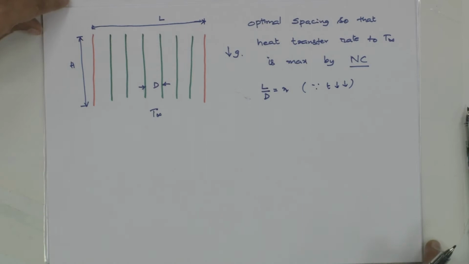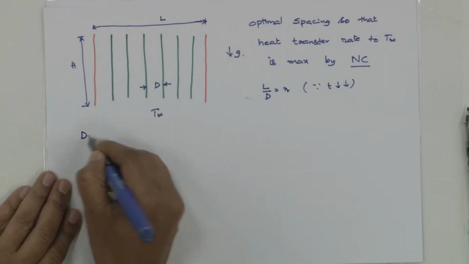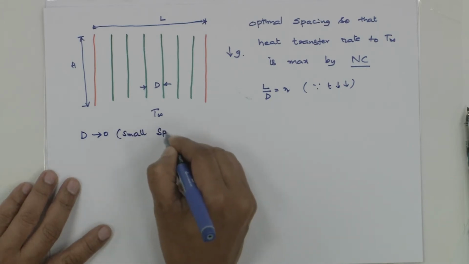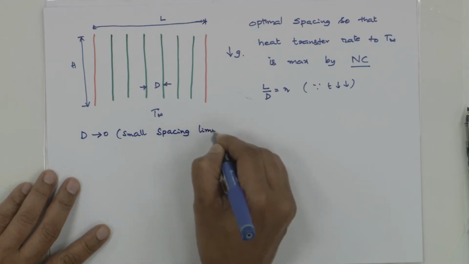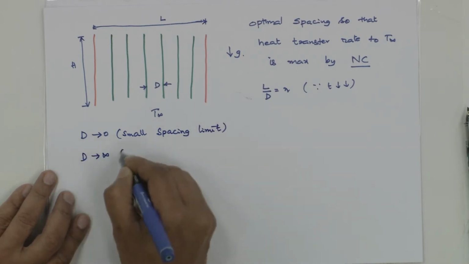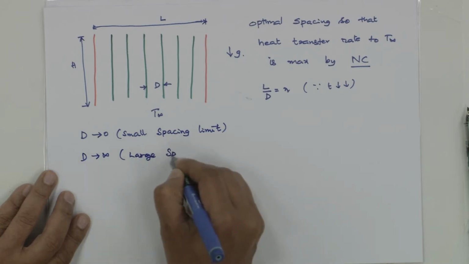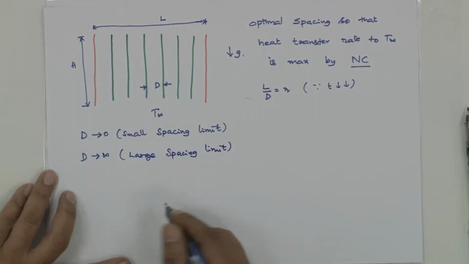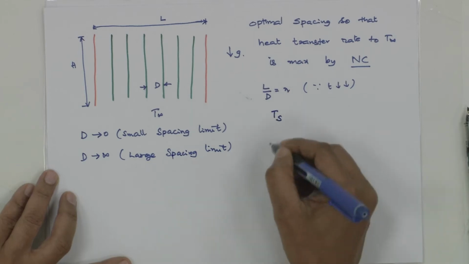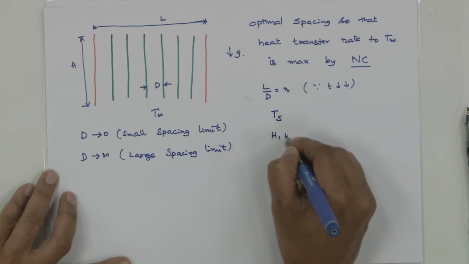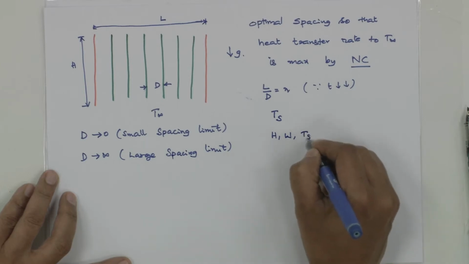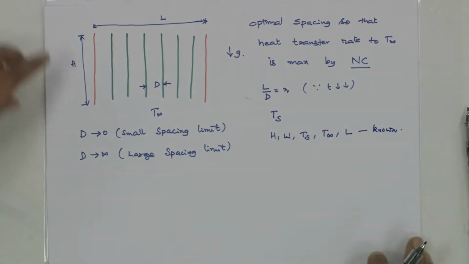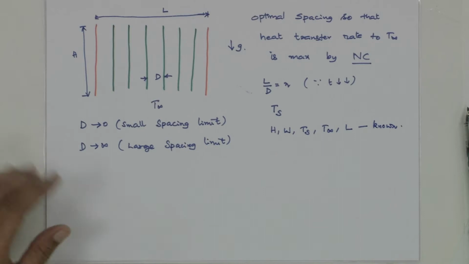So there are two limiting conditions which I can take up, that is D tending to 0, that is small spacing limit, and D tending to infinity, that is large spacing limit. For both the cases we have already closed form solutions. It is assumed that each of the boards is maintained at Ts. So known are h, w, which is width of the plate, Ts, T infinity, L. These are known. Now let us see how we get the optimal heat transfer rate.